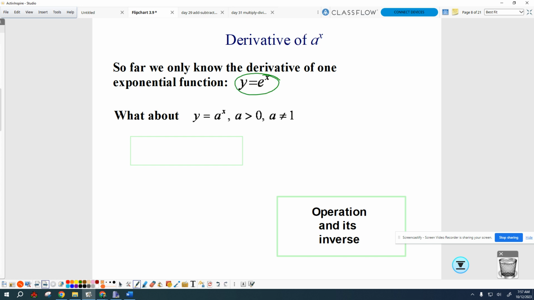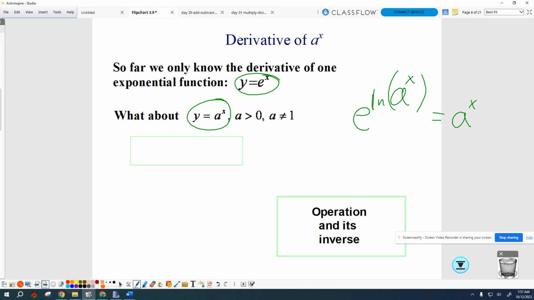All right, I know the derivative of e to the x. I want to figure out a to the x. First thing I need to do: what undoes e? What math operation? ln. So can I do e and ln of something and still leave it alone? Does this still equal a to the x? Yes, because e and ln are inverses of each other.